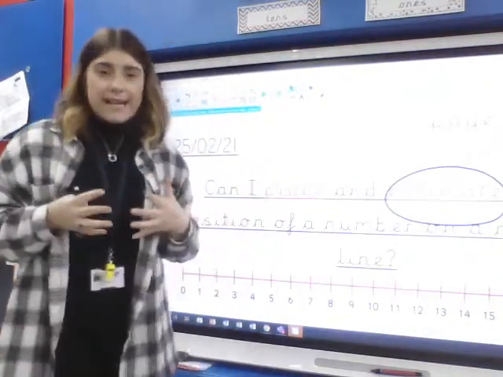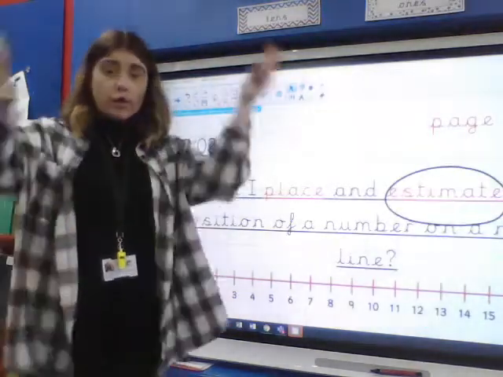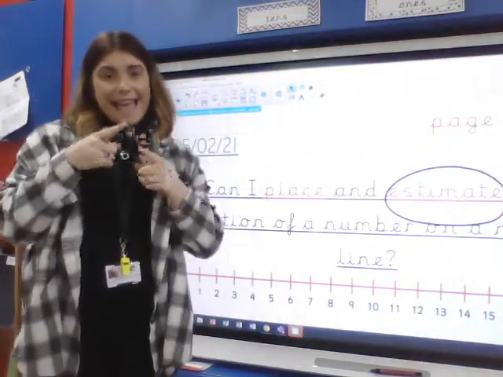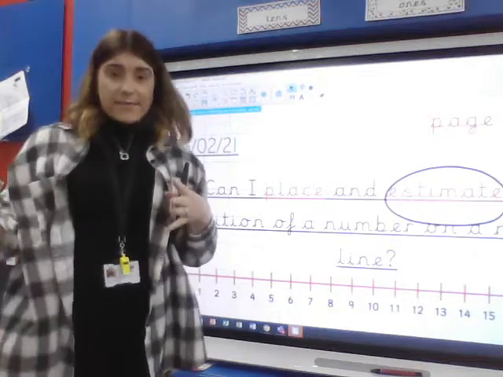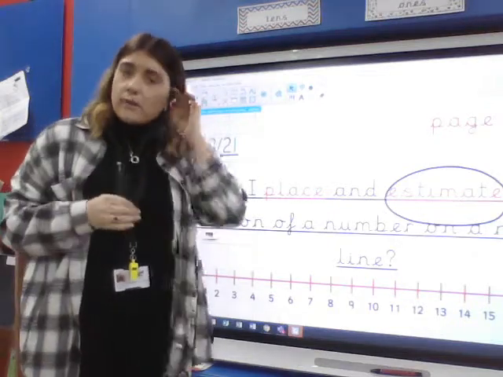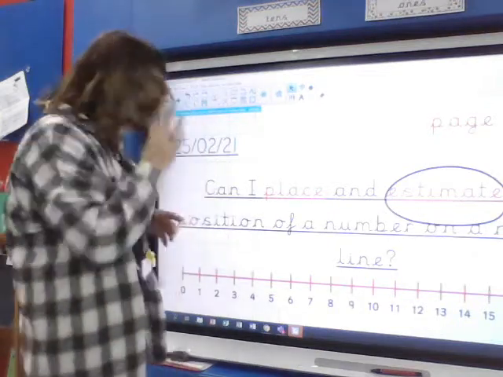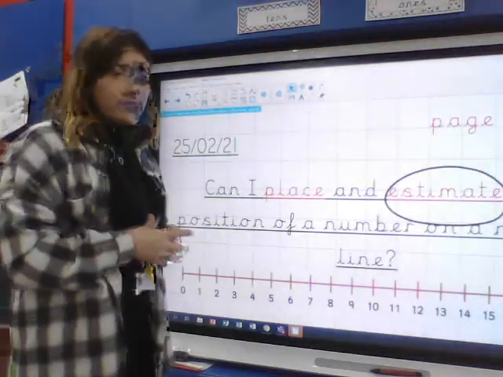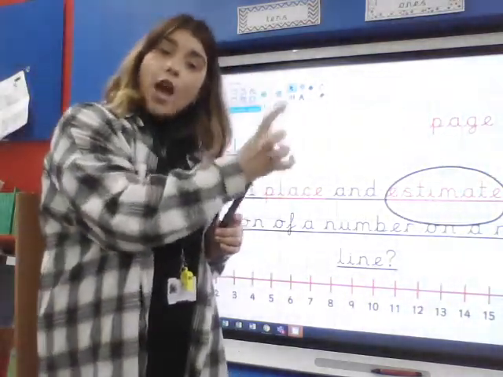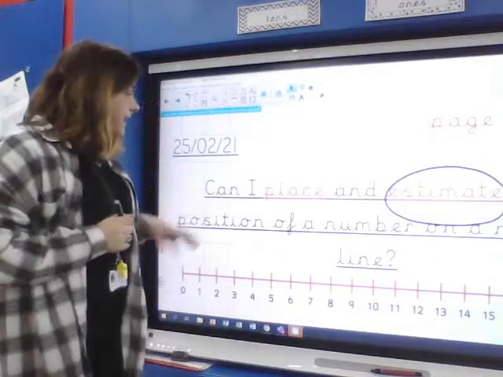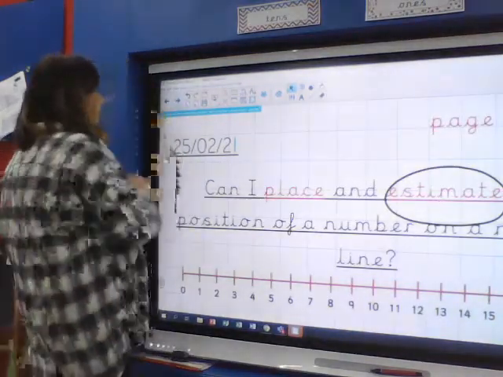What estimate always means is a good guess. So if you are estimating, you are using what you already know to make a guess. So it's not a random guess out of thin air, it's using what you already know to help you. So we're going to be guessing the place of numbers on a number line, where they go, or what's on the number line, and placing numbers in the right position.